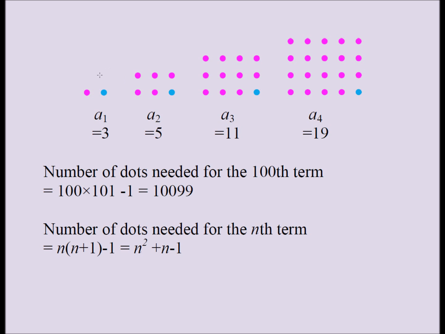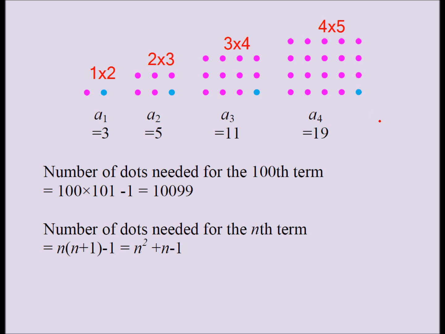So you really want to understand this. Let's write this down once again. This is 1 times 2. This is 2 times 3. This is 3 times 4. And this is 4 times 5. And that includes the blue dot, and that's why I subtracted.